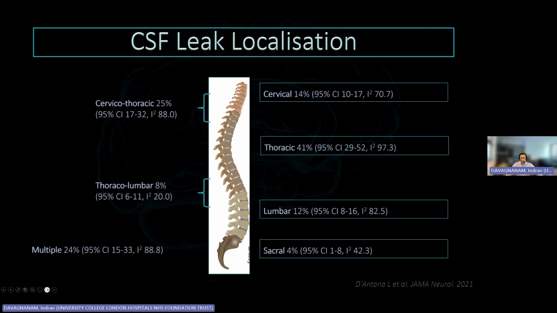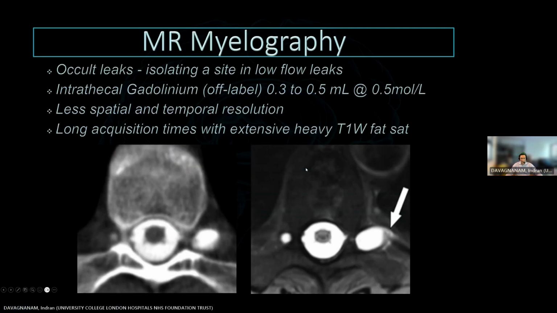So biomechanically, there may be different forces exerted on the dura that's adjacent to it. But also, anatomically, the thoracic spine constitutes the longest segment of the spine. So statistically, it would follow that most leaks would happen there anyway. So it may be just that association.